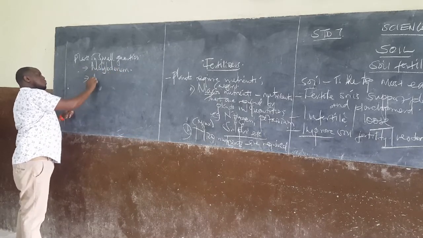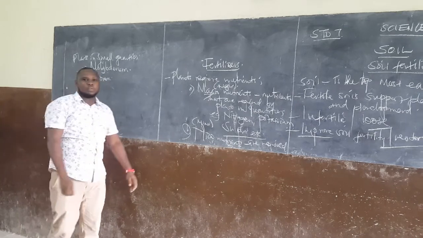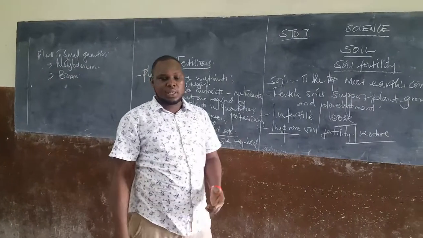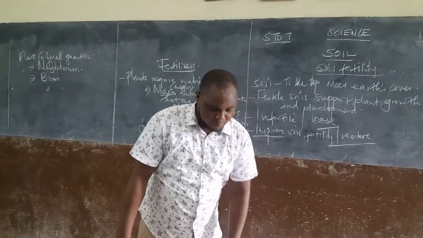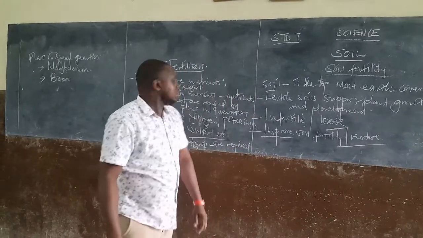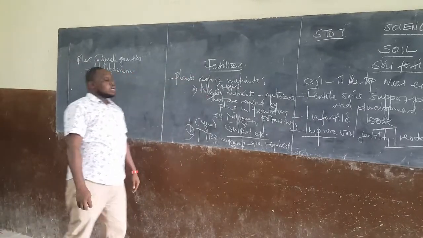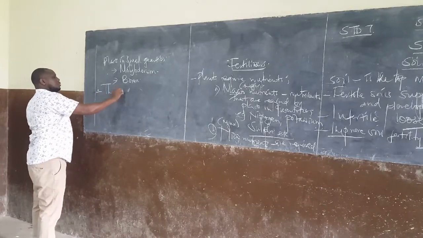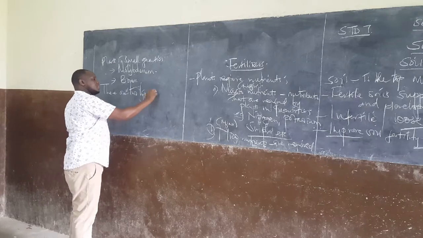We have also boron. Just to name a few, these are examples of micronutrients that plants require in small quantities. And so with that, we want to move on and try to define or categorize fertilizers. Fertilizers are categorized into two. There are two types of fertilizers.